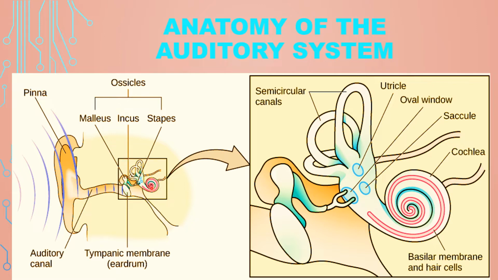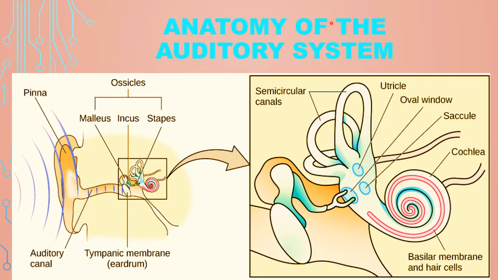Then comes the inner ear. This is the enlarged diagram of the inner ear portion, and the inner ear contains the semicircular canals. They are involved in the balance and movement of our body. That is the vestibular sense. And the inner ear section also includes the cochlea. So it has semicircular canals and the cochlea.